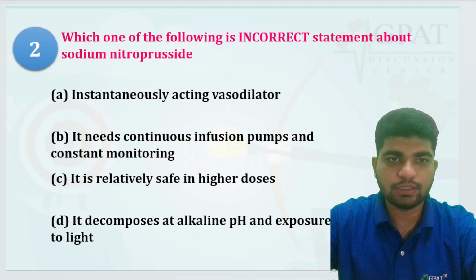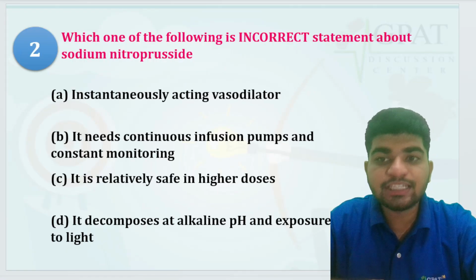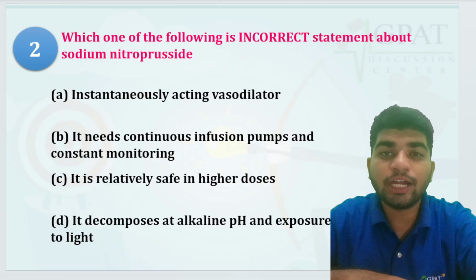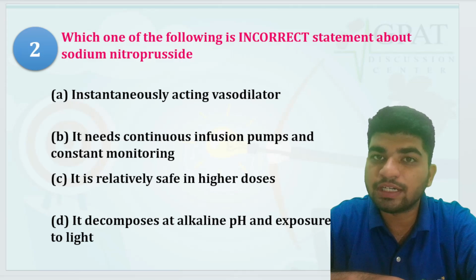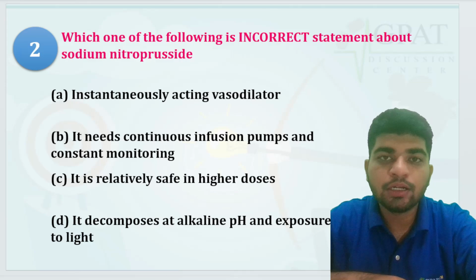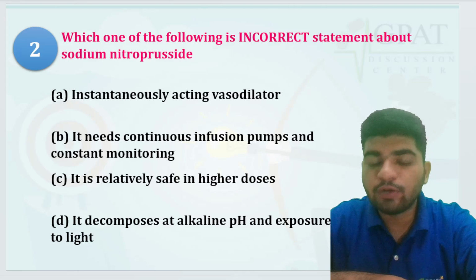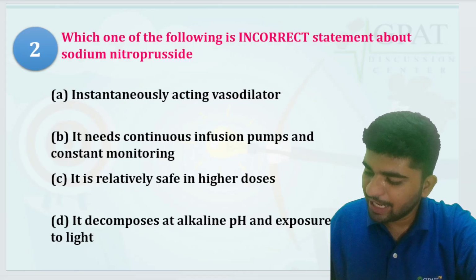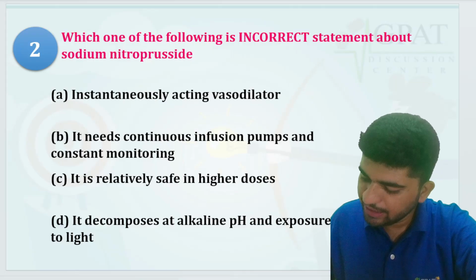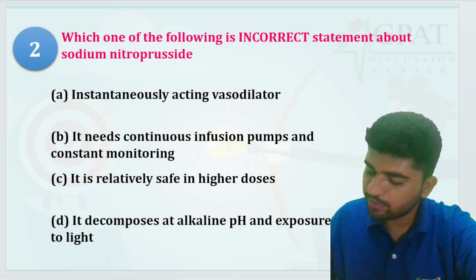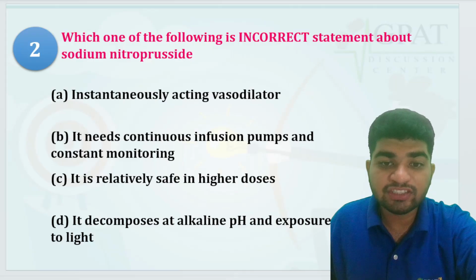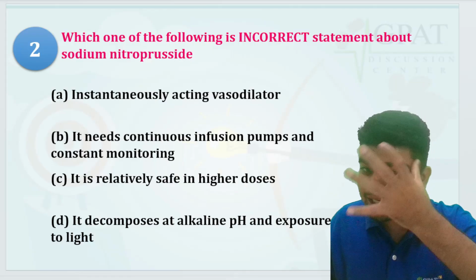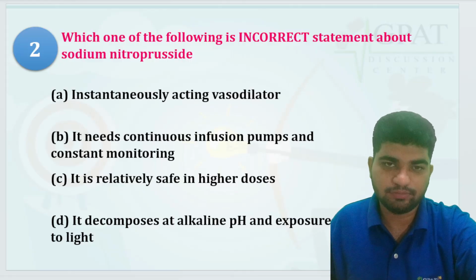Next question: which of the following is an incorrect statement about sodium nitroprusside? First let me know what kind of drug sodium nitroprusside is. Is it an arteriodilator, venodilator, or arterio plus venodilator? Drop the answer in the comment section. The options: instantly acting vasodilator. It needs continuous infusion pumps and constant monitoring. It is relatively safe in higher doses. It decomposes at alkaline pH and exposure to light.